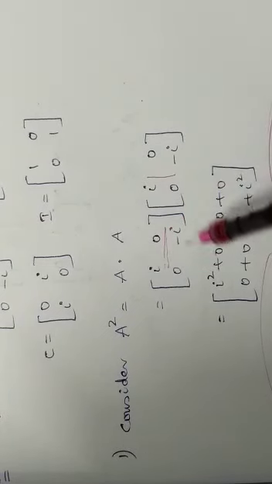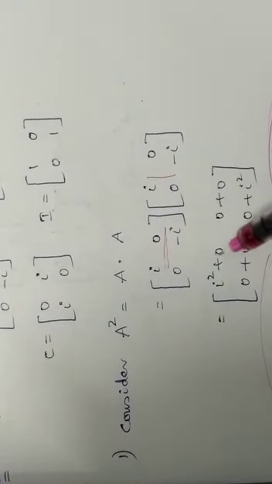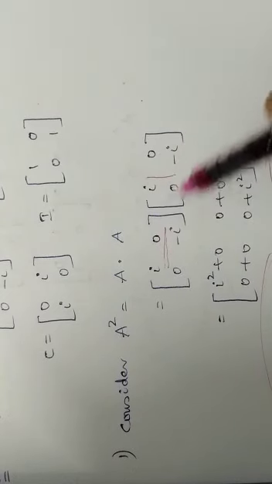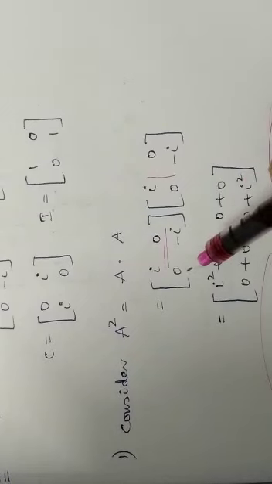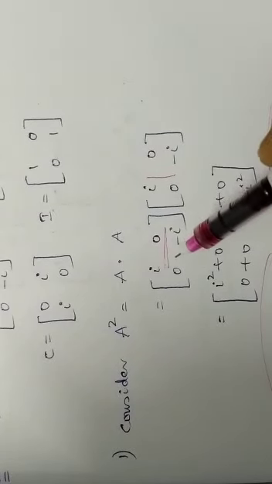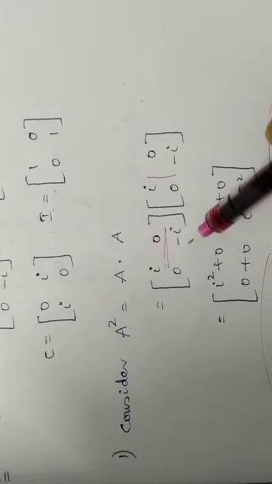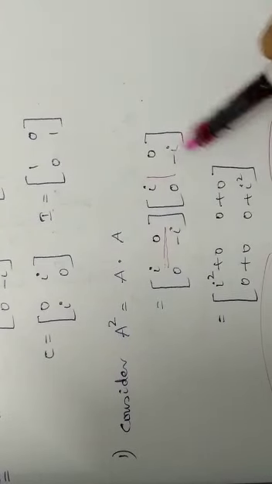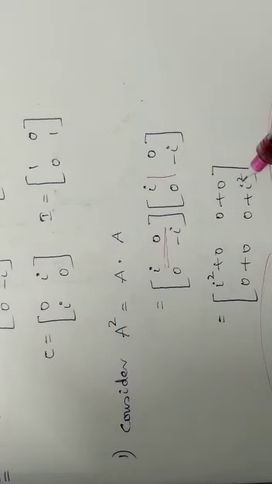I into I, I square, plus 0 into 0, 0. First row, second column. I into 0, 0, plus 0 into minus I, 0. Second row, first column. 0 into I, 0, plus minus I into 0, 0. Second row, second column. 0 into 0, 0, plus minus I into minus I, minus into minus plus, I square.